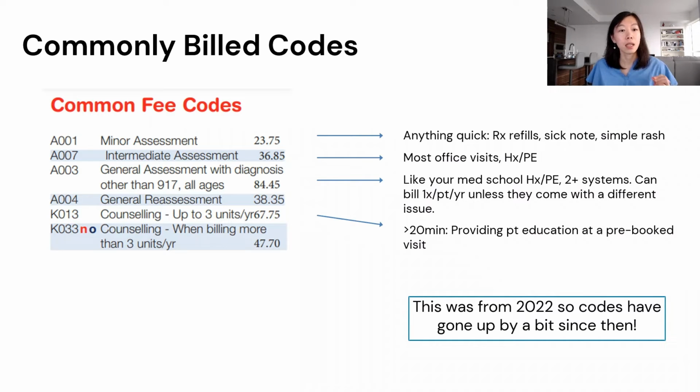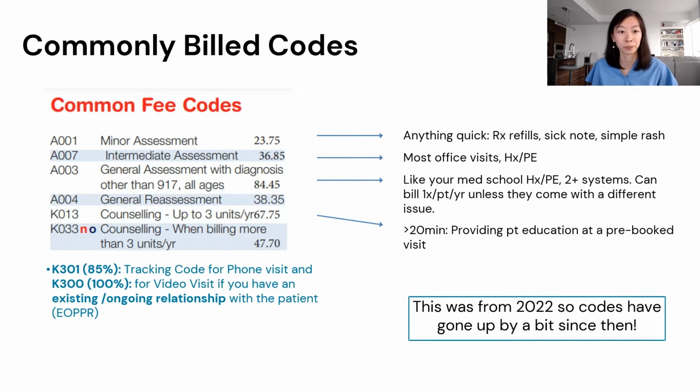And then the K013 is a counseling code. And this is if you see someone for more than 20 minutes, would be a good idea to include the timestamp. And this is when you provide any education that may not necessarily be mental health counseling at a pre-booked visit. So for example, talking about obesity or cholesterol, for instance.